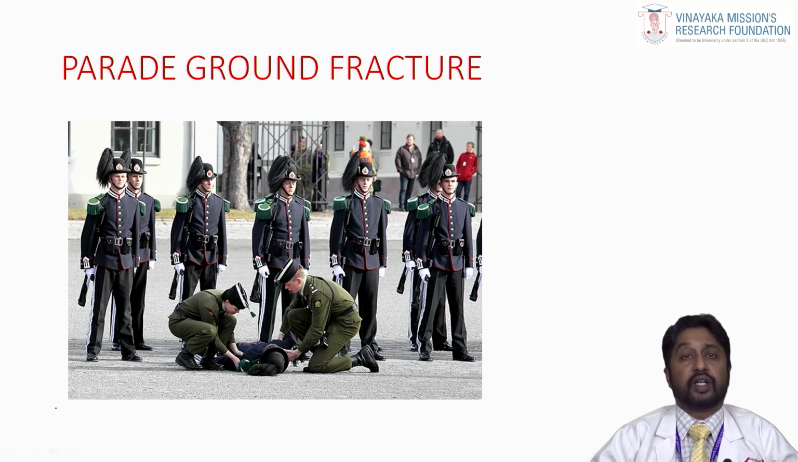So what happens when you have the symphysis fracture, just touching over, splashing over the ground, you have both condyles also getting fractured. So this is called a parade ground fracture. When a bilateral condyle and a symphysis get fractured, it is called the parade ground fracture. It usually happens in the army, soldiers or something, so that's why they say parade ground fracture.